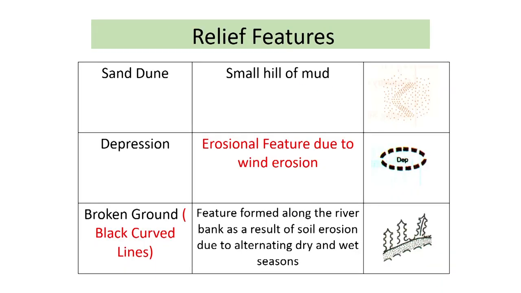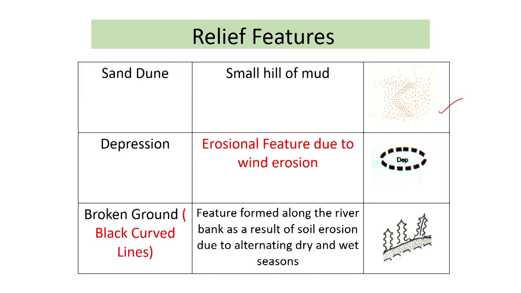Okay. Next, the conventional signs and symbols related to relief features. This is the symbol to depict the sand dune, a small hill of sand you can find in desert areas. Okay, it is a kind of sand dune. Next, depression, a kind of erosional feature, a landform formed by wind erosion, and another one is about broken ground, with curved lines, it is a kind of relief feature.